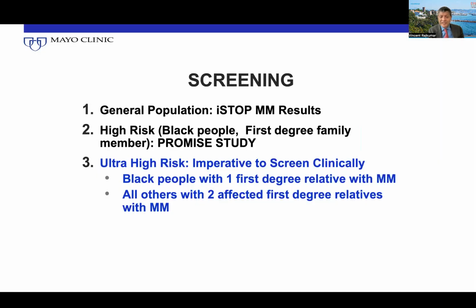However, there are some selected populations for whom screening might still be considered. These are ultra high risk patients where I think we should consider screening, and that is Black people who already have one affected first degree relative with myeloma, or people who already have two first degree relatives with myeloma at the age of 50 or higher. You might want to consider screening.